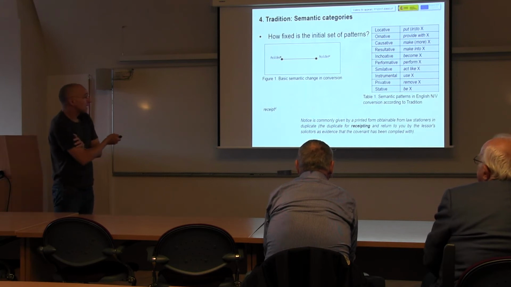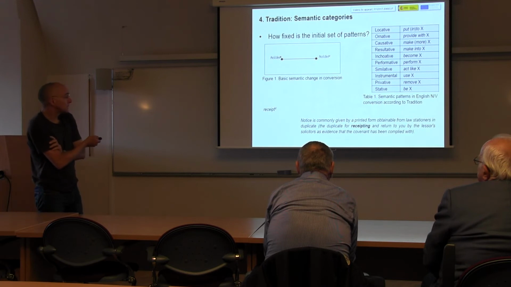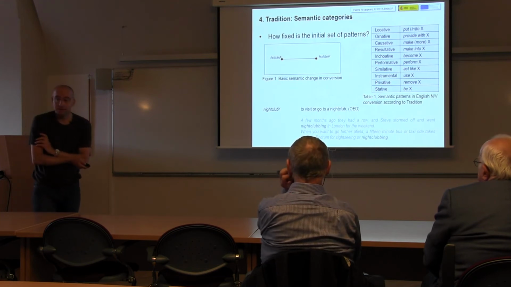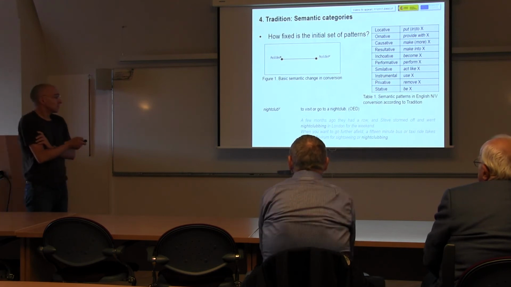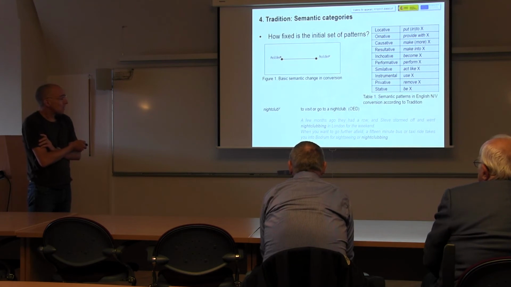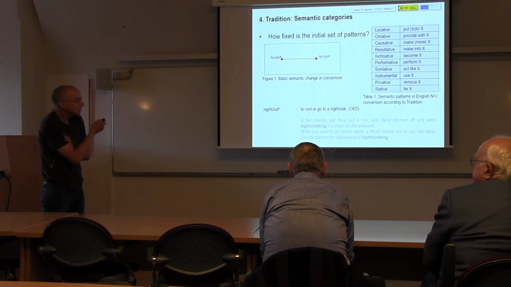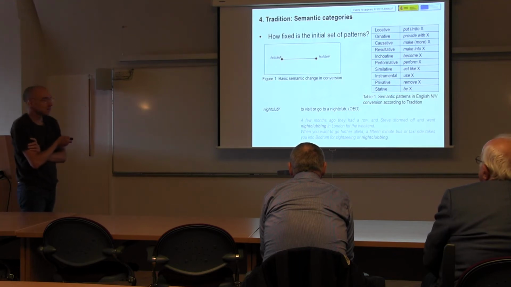I'll show some other cases that are difficult for me to classify. So we have Blair, we have kitten, we have receipt, we have nightclub, with some doubts on the word class identity of these examples, but recorded as a verb in the OED, to visit or go to a nightclub. Again, difficult for me to classify in terms of these semantic patterns.